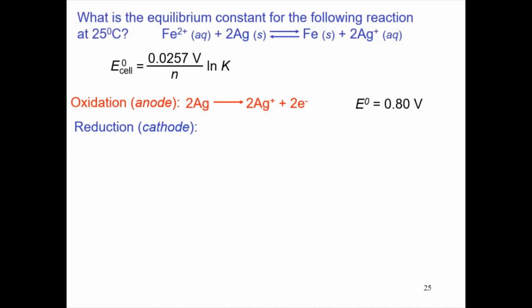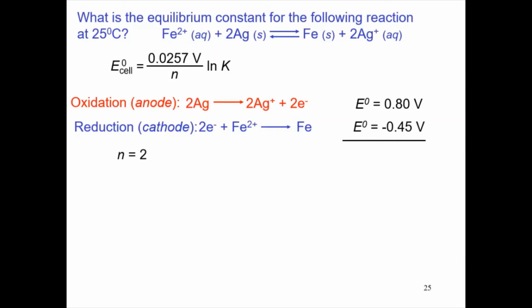The reduction at the cathode would involve then iron 2 ions getting electrons to become iron atoms. And the potential for that is in the table. You're going to find it as negative 0.45. Since we already had the equation balanced, we can see that the electrons are going to balance out, so when we add them up, they'll cancel. But what's important is that according to our equation for the potential of the cell, we need a value for N, the number of moles of electrons being transferred, and that is 2.